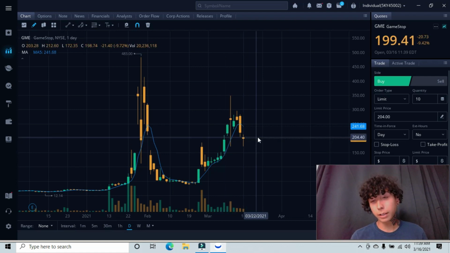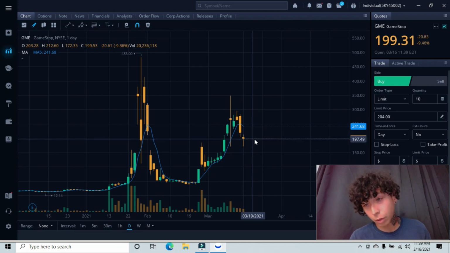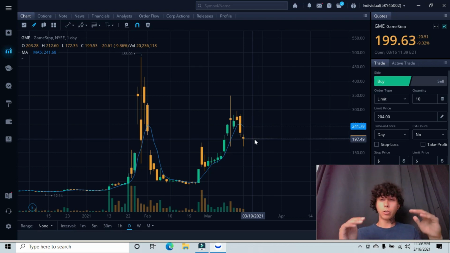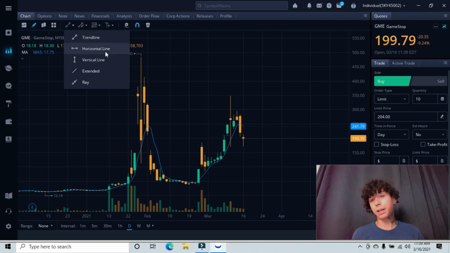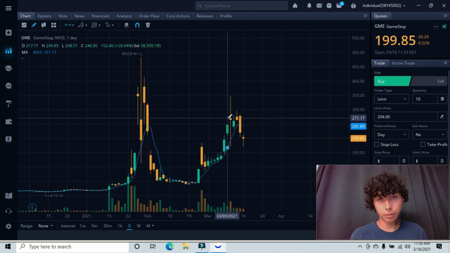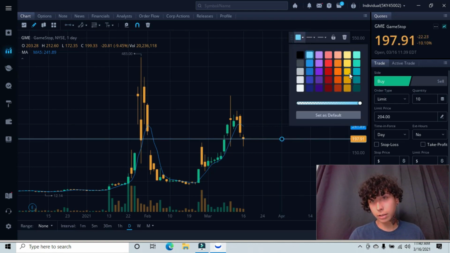It's trying to form a hammer candlestick. That kind of shows that buyers are stepping up, but we don't really have that. So right now it's kind of like a doji bar, so basically buyers and sellers are both kind of stepping up. So let me get my handy dandy tool out. We can then find our support line, which is right here. And let me change the color so you guys can see that better.